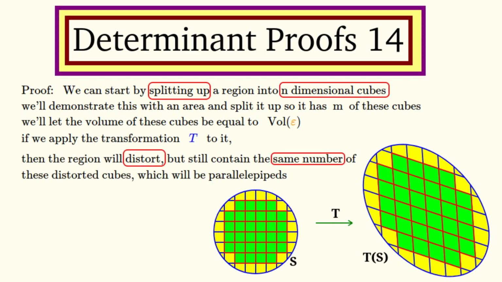After we apply the transformation T to this region, then the region will distort, and the cubes will distort too. The tiny cubes will distort into tiny little parallelepipeds. But if you look carefully, then you can see that each of these tiny parallelepipeds can be mapped to a cube and back again. So the number of these tiny things in each region will be the same. The volumes of these two green regions will be related by the volume of the second green region being the volume of the first green region multiplied by the determinant of matrix A. This matrix corresponds to the linear transformation T.